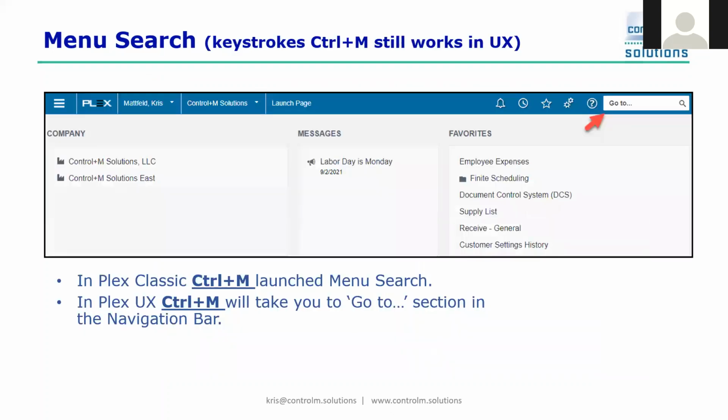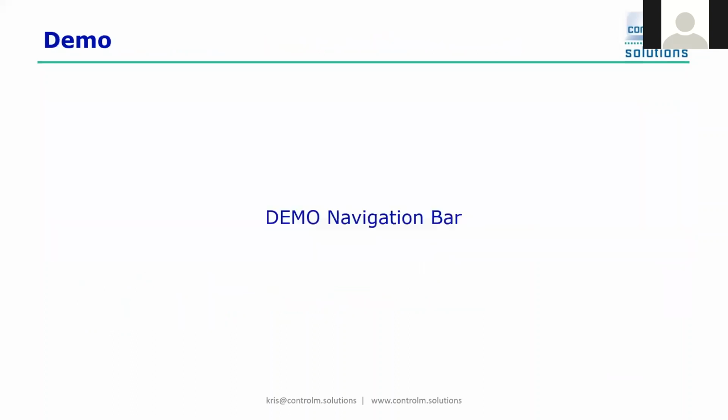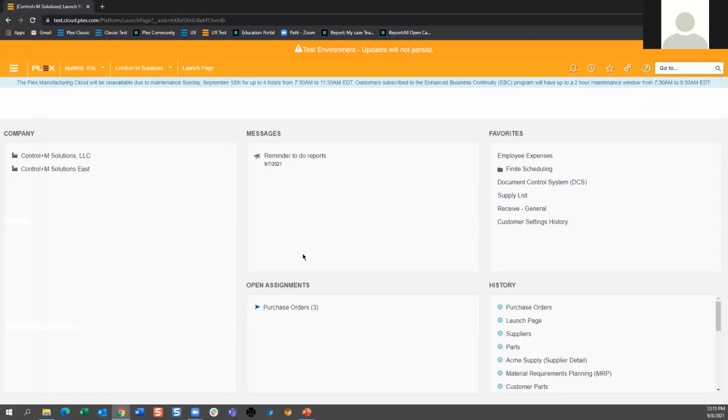Then again, on the far right-hand side is the go-to. This is something I use all the time. It makes it quick to navigate around to the different nodes. In Classic, you'd hit Control+M and you'd get a different menu search box that would pop up. But in UX, when you hit Control+M, it takes you directly to that go-to. And I'll show you how that works as well. So let's walk through the navigation bar so you can get a feel for it.